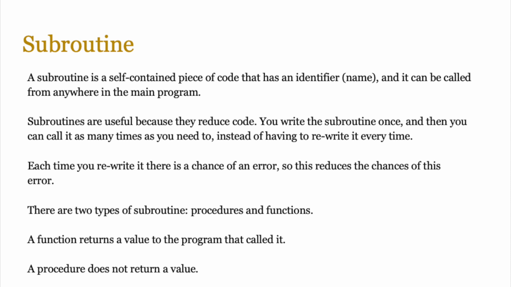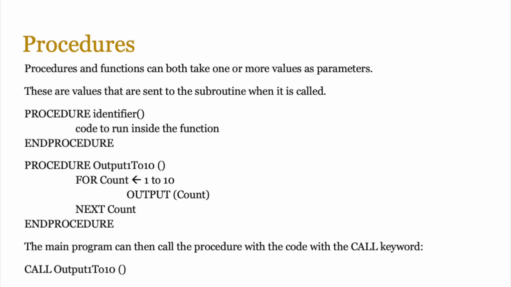Now, there are two types of subroutines, procedures and functions, and you need to be aware of the difference between both. A function always returns a value back to the main program. A procedure does not return a value. So let's start by looking at procedures.